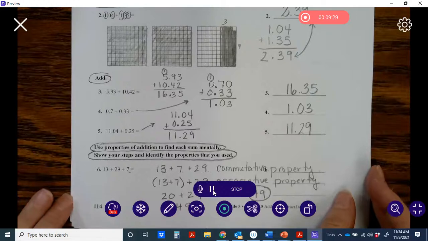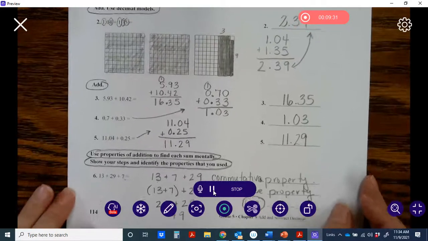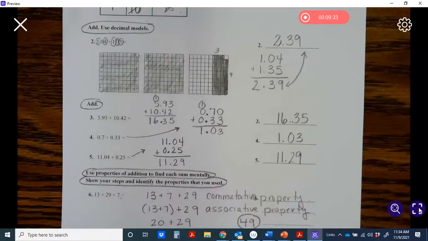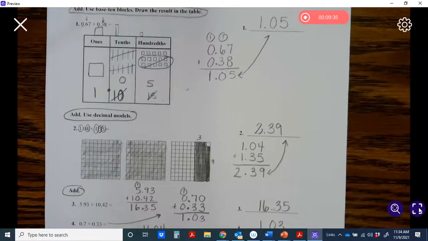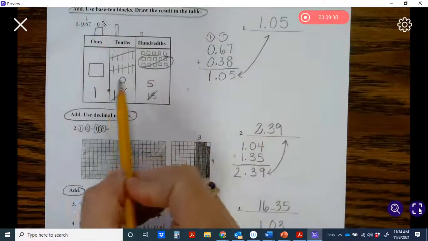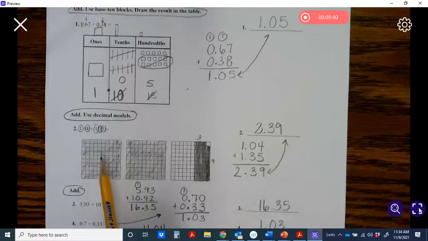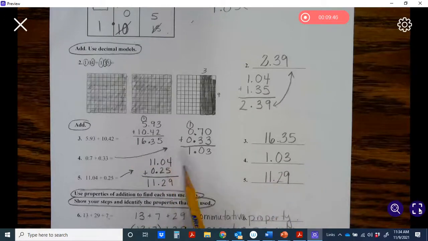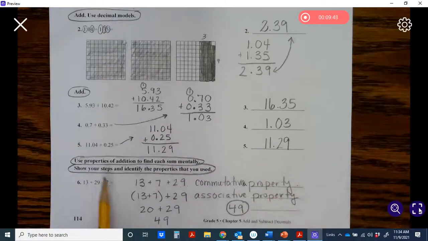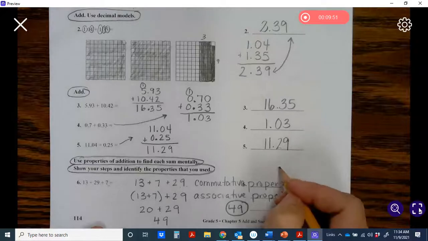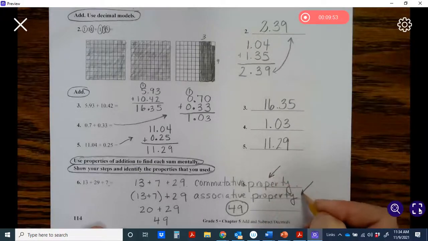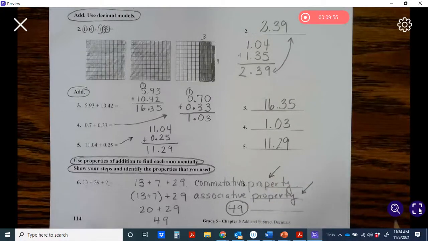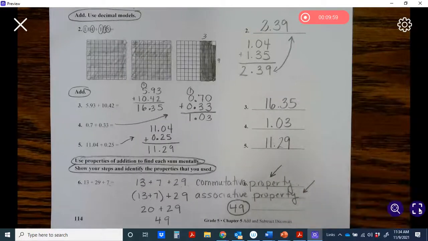So this is what your test is going to include, okay? You're going to have to add, show base 10 blocks. You're going to have to shade in some base 10 blocks again. You're going to have to add decimal numbers, and you're going to have to show properties of addition, okay? So you want to know the commutative property and the associative property. If you don't know those, look those up on YouTube again, okay? So good luck on your quiz.